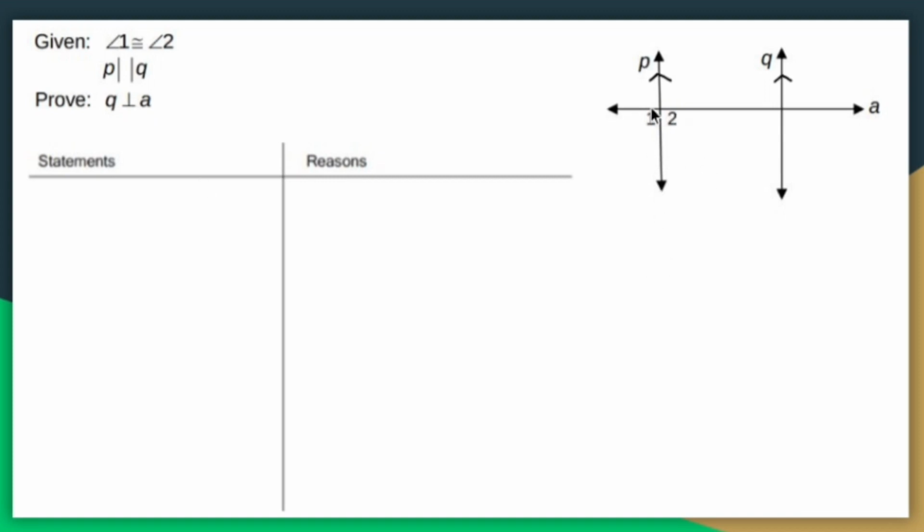All right, I have my given. What I always like to do is make myself a rough draft over here. So if I'm given the fact that 1 and 2 are congruent, and also 1 and 2 are directly next to each other and form a straight angle, 1 plus 2 is 180.